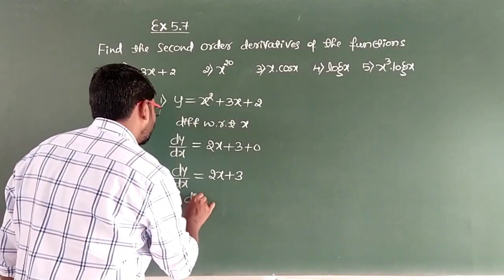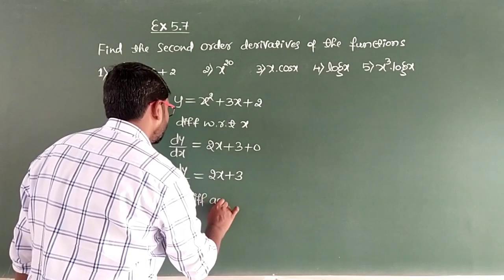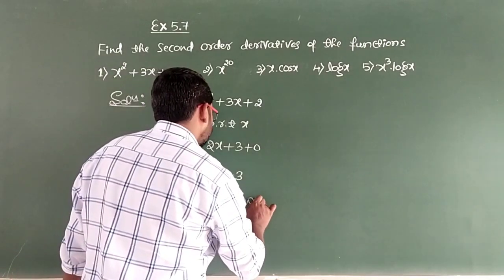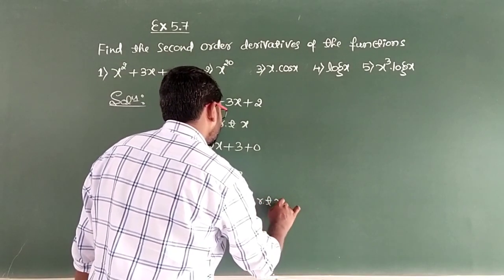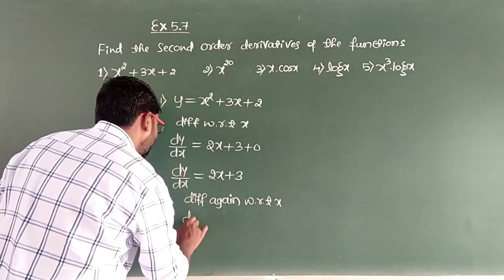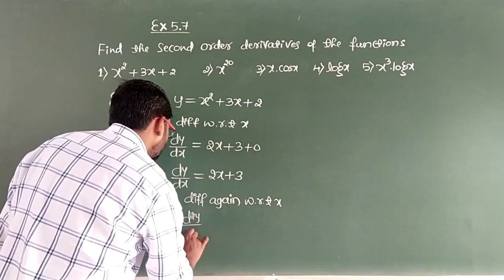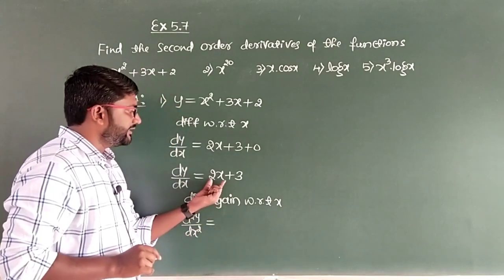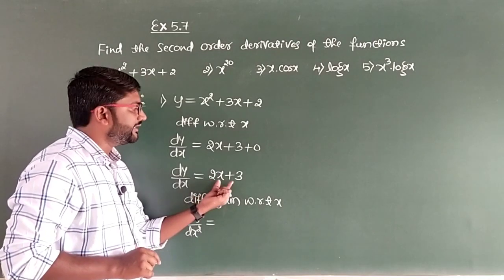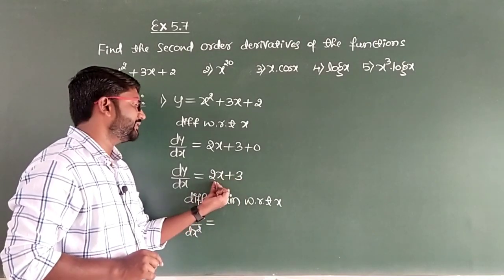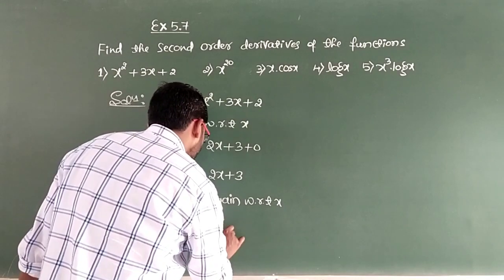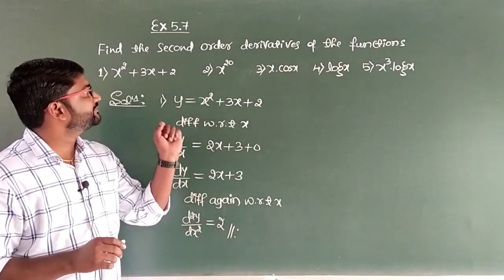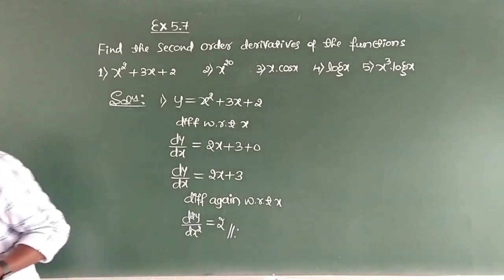So differentiate again with respect to x. So we get d square y by dx square which is equal to derivative of 2x, it will be 2, and derivative of 3 it will be 0. So 2 plus 0 it will be 2. So this is the answer for question number 1. Note down this, then we will take up question number 2.